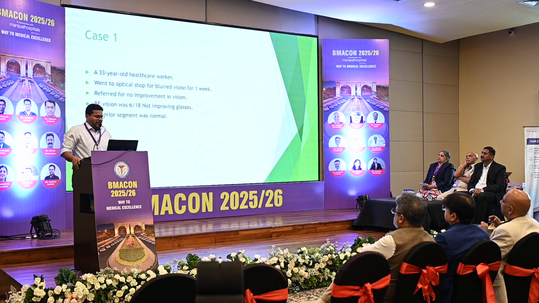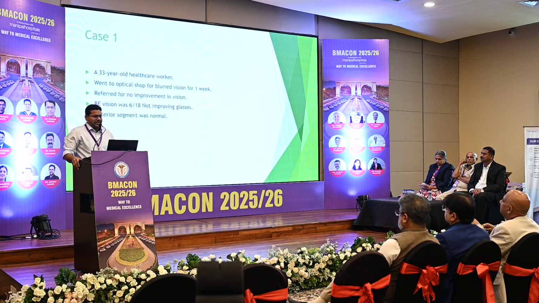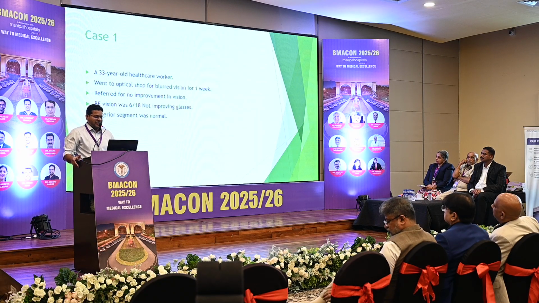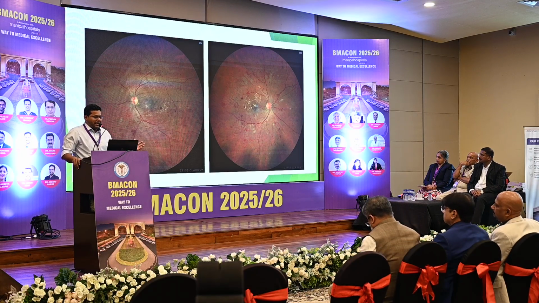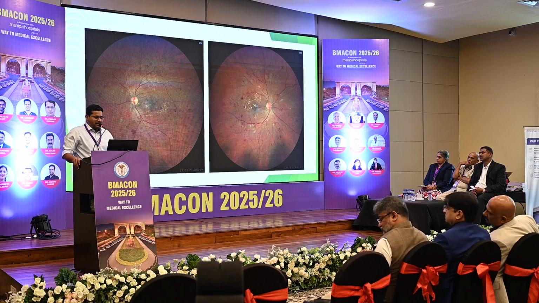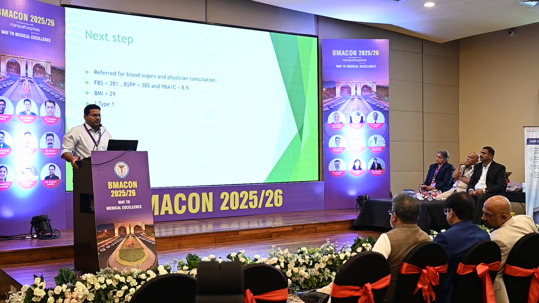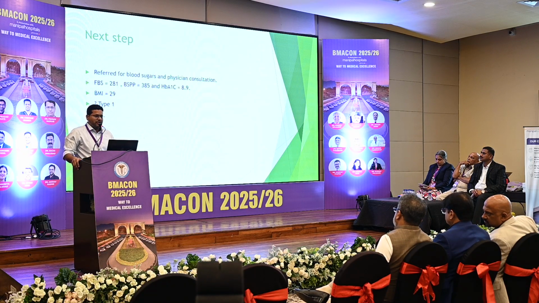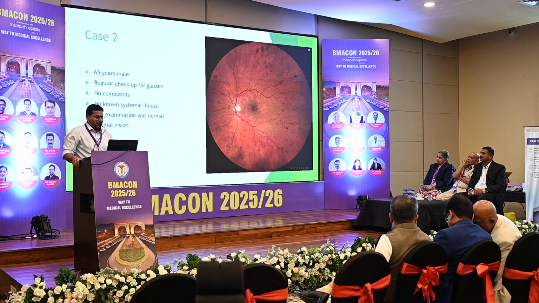Case 1, 33-year-old healthcare worker went to the optical shop for blurred vision for 1 week, and was referred for no improvement in vision. Both eyes were 6/18, less vision, anterior segment was normal. So this is what diabetes was showing, the fundus examination. Again, hemorrhages all over the retina and the optic disc here is normal. Referred for blood sugars and to a physician, the blood sugar came out to be 281. Post meal was also increased and HbA1c as well. So what do I do? Probably type 1. So it was referred to a physician and treated accordingly.